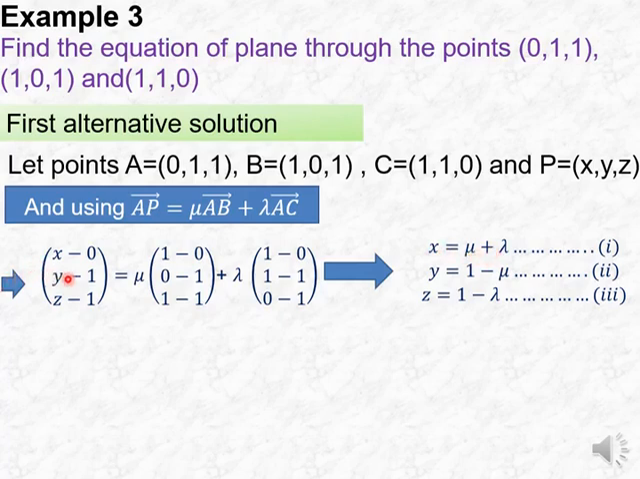Then we similarly get the components of y and equate them. Y minus 1 is equal to mu into 0 minus lambda plus lambda into 1 minus 1. So it will also give us y is equal to 1 minus mu. Similarly, the components of z will give us z is equal to 1 minus lambda. So here we have three equations, 1, 2, and 3.